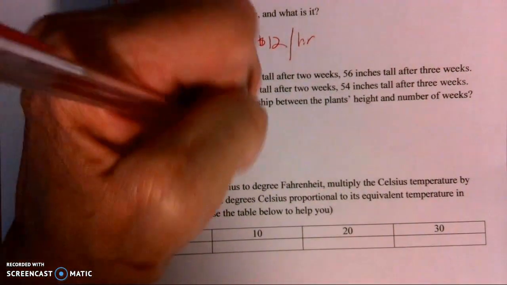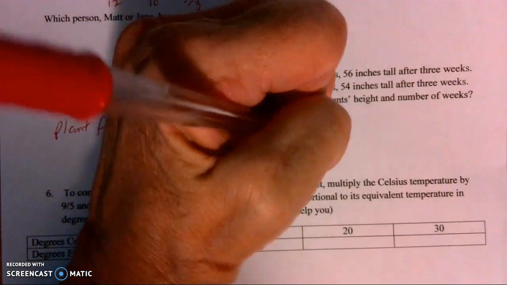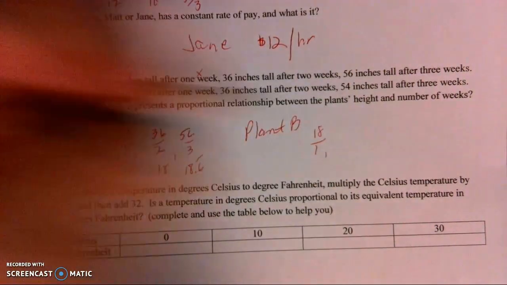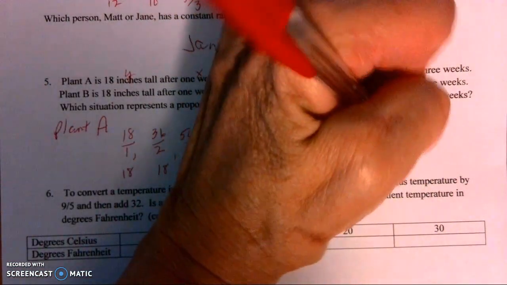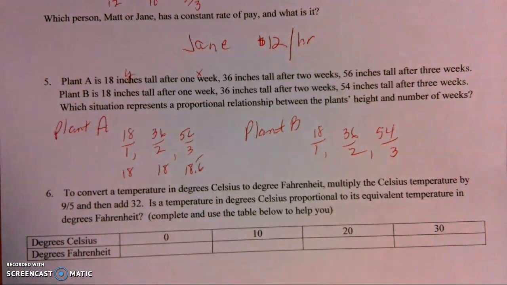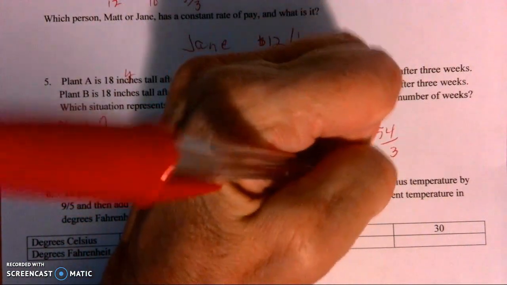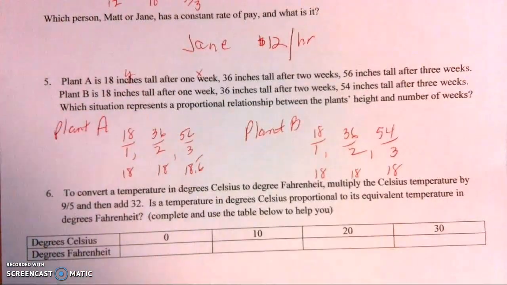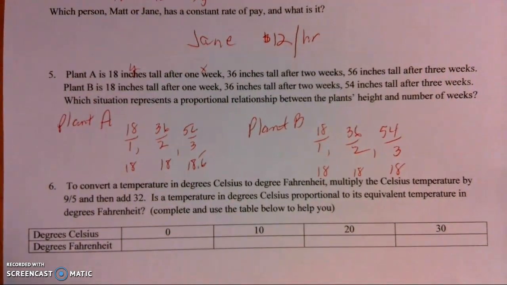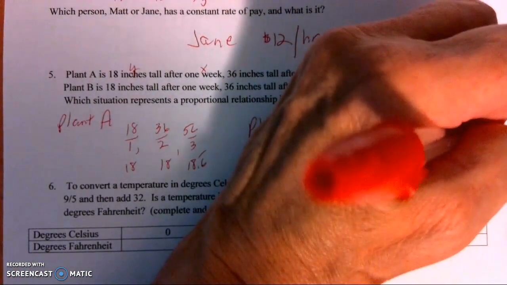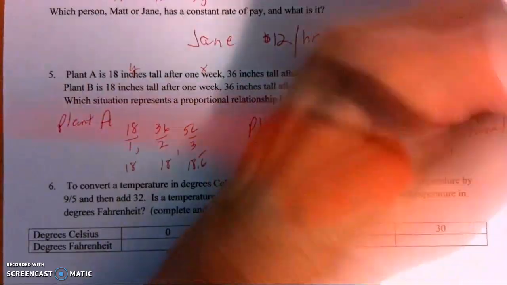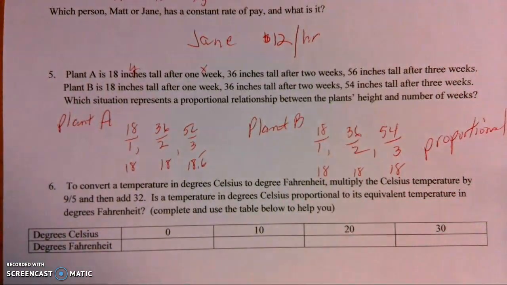So let's take a look at plant B. Okay, so here again, 18 after week 1, 36 inches after week 2, 54 after week 3. Well, 18 divided by 1 is 18. 36 divided by 2 is 18. 54 divided by 3 is 18. This is a proportional relationship, and so plant B is proportional. Okay, again, constant rate of change.